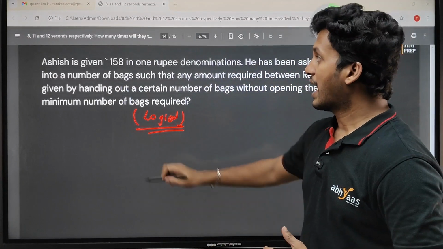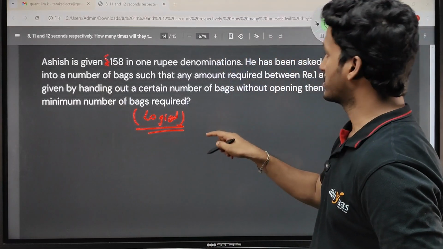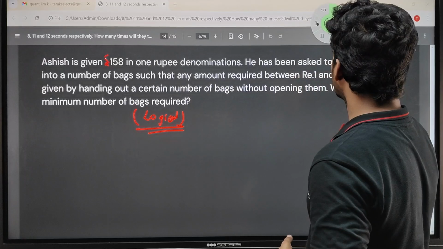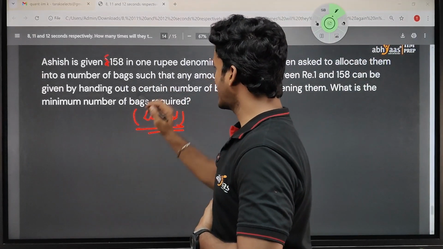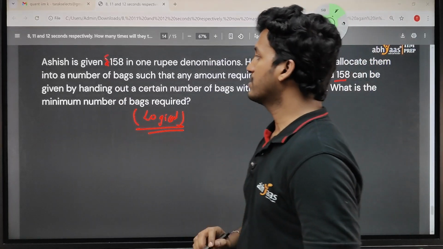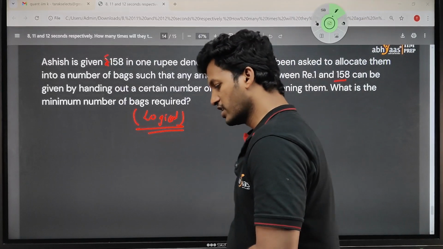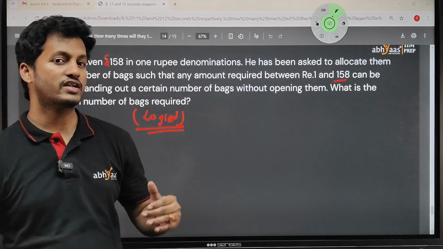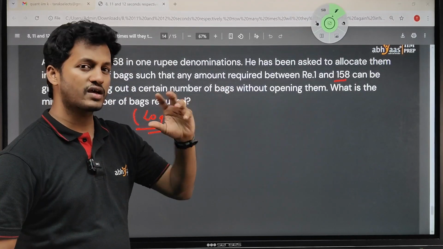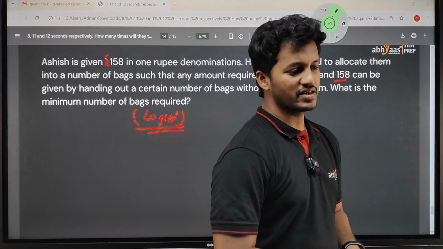Okay, let's see this one. Ashish is given rupees 158 in 1 rupee denominations. That means he got 158 one-rupee denominations. He has been asked to allocate them into a number of bags such that any amount required between rupee 1 and 158 can be given by handing out a certain number of bags without opening them. What is the minimum number of bags required? If you are the kind of person who has already solved previous year questions of Indore, you can find this type of question a little relatable to one of the previous questions in Indore, I think. So what does this mean?